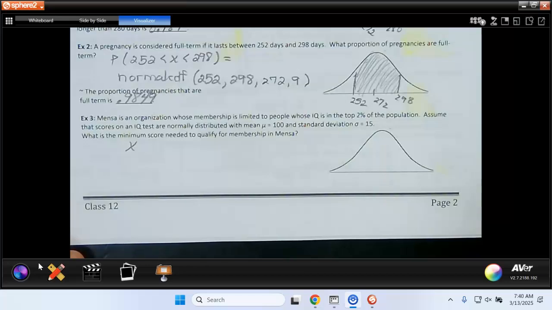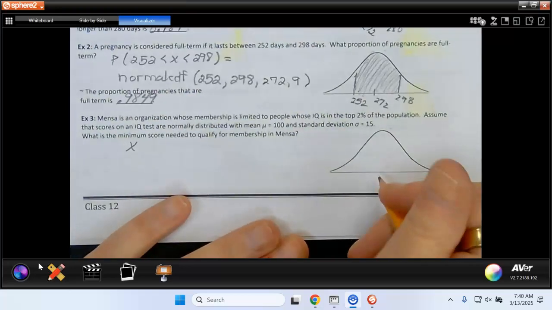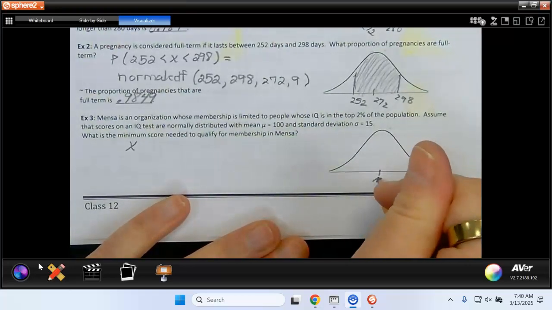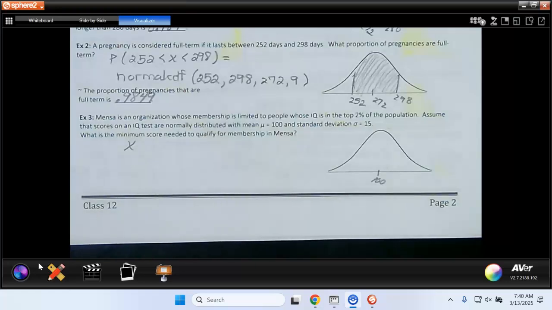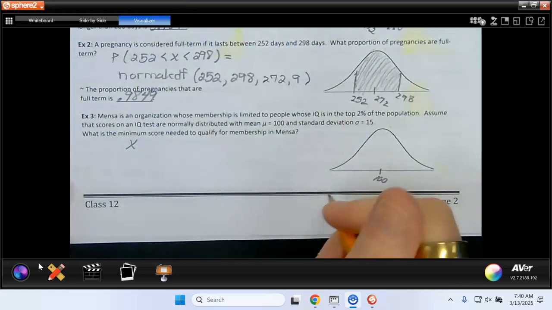Mensa is an organization whose membership is limited to people whose IQ is in the top 2% of the population. Assume that scores on the IQ test are normally distributed with a mean of 100 and a standard deviation of 15. What is the minimum score needed to qualify for membership?